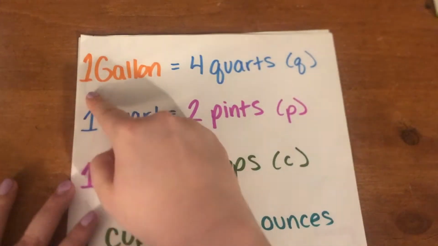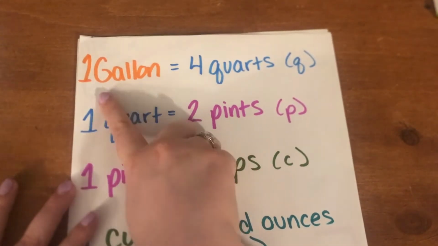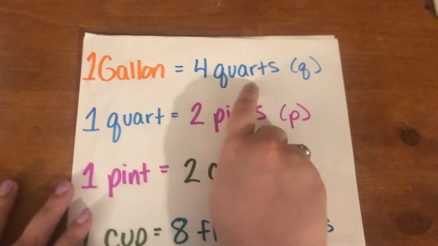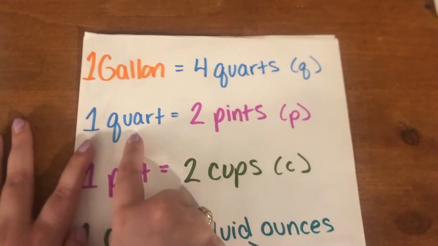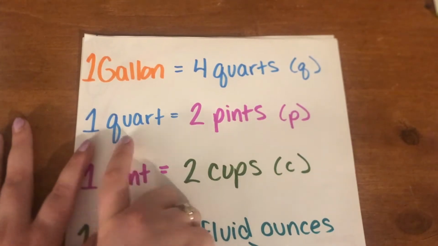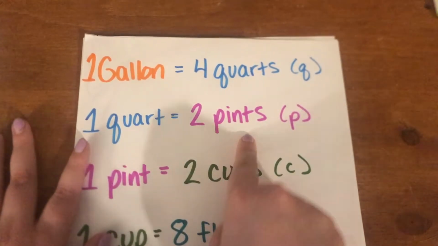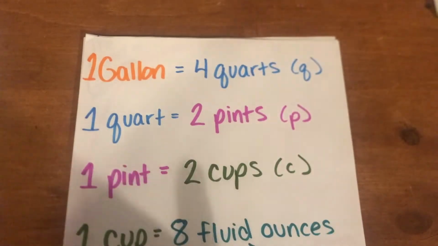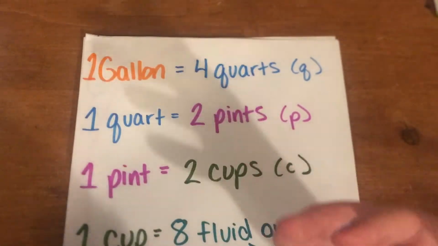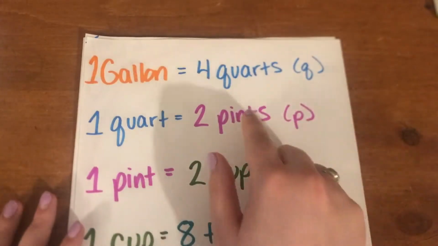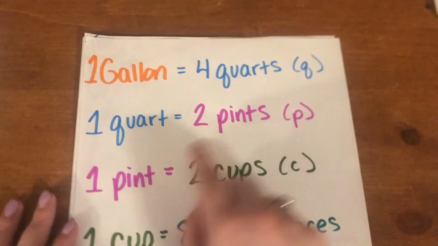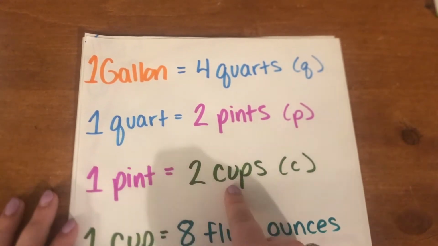The biggest one is 1 gallon, and each gallon has 4 quarts in it, so the next size would be quarts. In 1 quart, there are 2 pints. If these are starting to sound like sizes of milk, you would be correct, because you can buy milk in all of these sizes. In 1 pint are 2 cups.